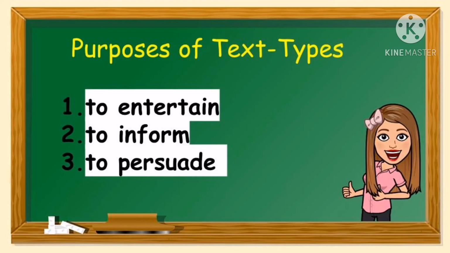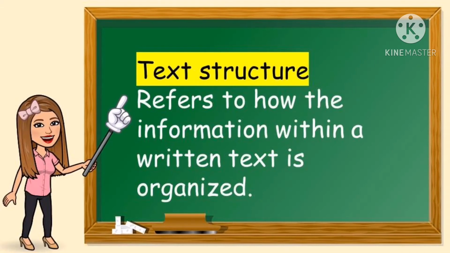So there are three purposes of text types. The first one is to entertain, the second one is to inform, and the third one is to persuade. Now, what is a text structure? It refers to how the information within a written text is organized. It is important to identify how a text is organized to know the purpose of the information.